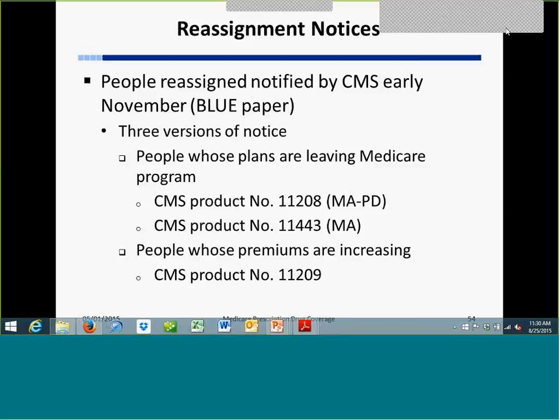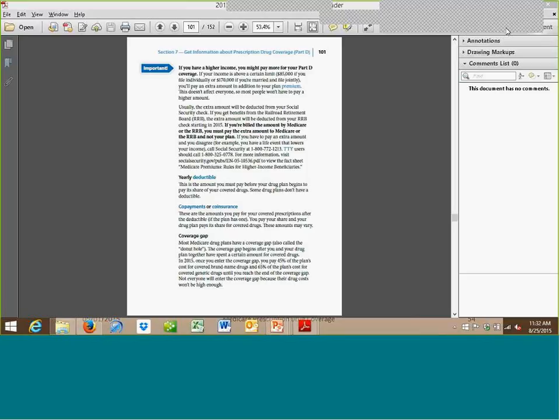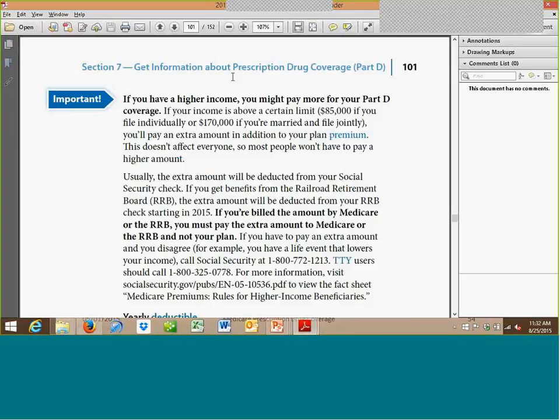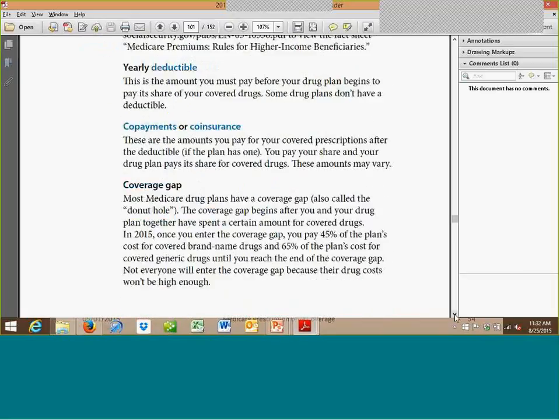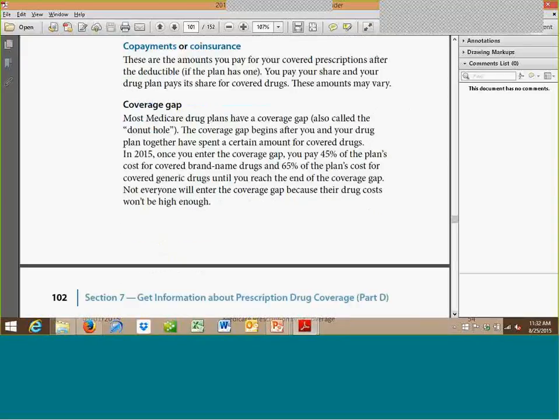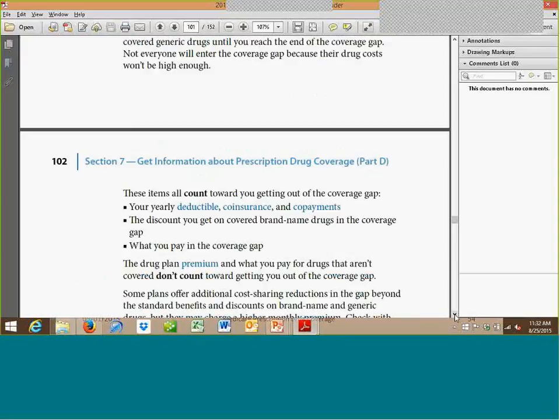Great question. I'm gonna find it for you. Okay. In the Medicare review book. So a good question, Lou. Here is page 101 of the 2015 Medicare review. I think I got the wrong page. Okay. I want page 102.